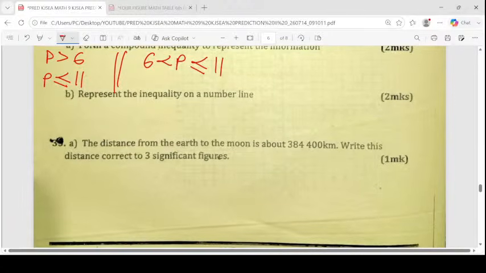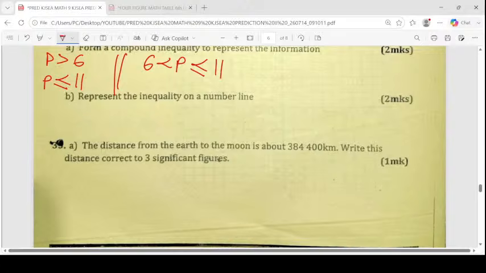Part B, represent the inequality on a number line. So when you are told to represent it on a number line, this is what we are going to have. Taking this as our number line, ladies and gentlemen, I can have here maybe say 6, 7, 8, 9, 10, and 11.